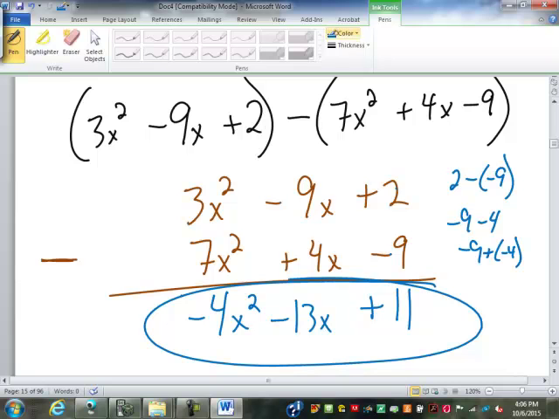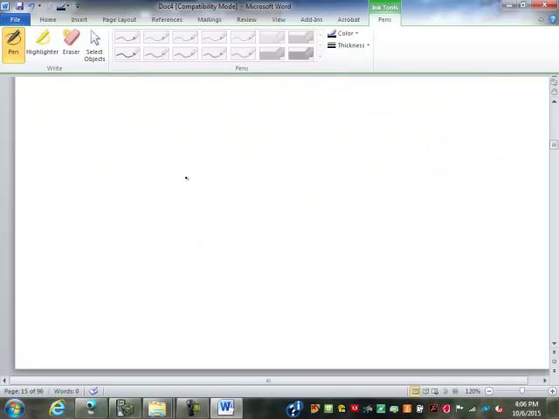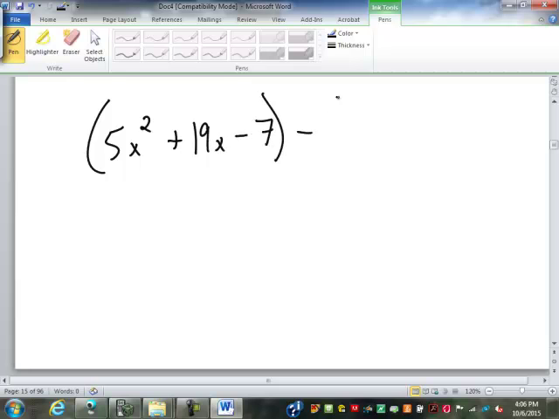What do you think? Not pretty, but not horrible. Pretty much. 5x squared plus 19x minus 7, minus 4x squared minus 13x minus 11.